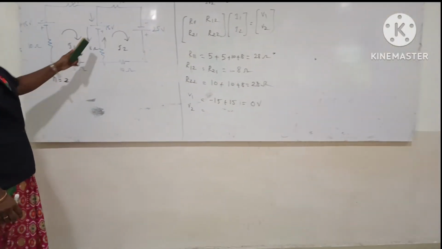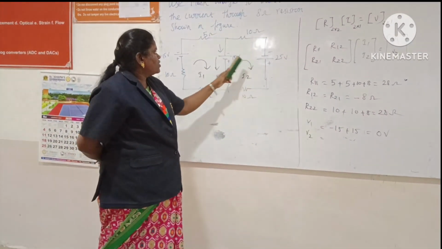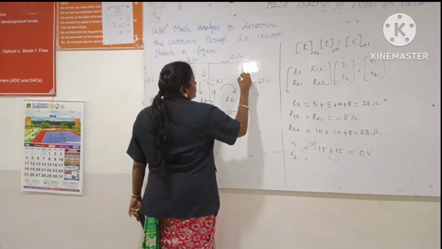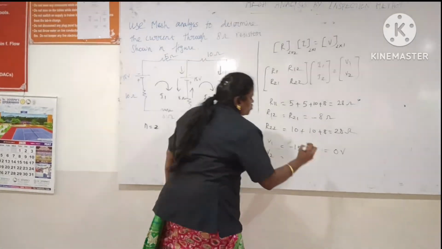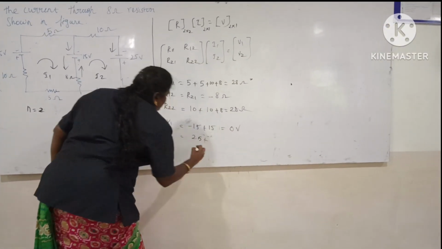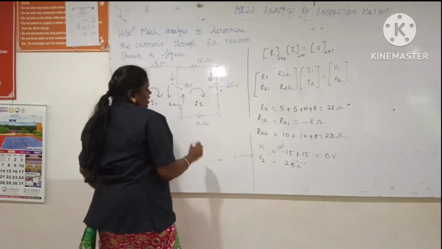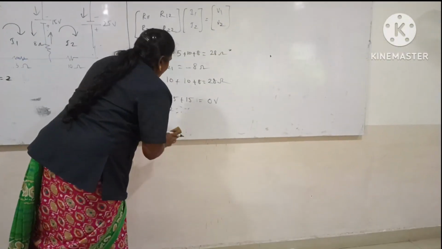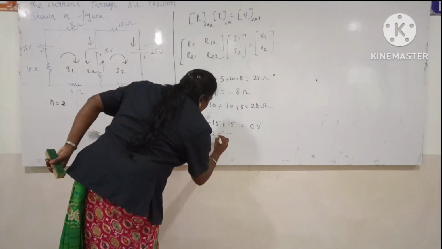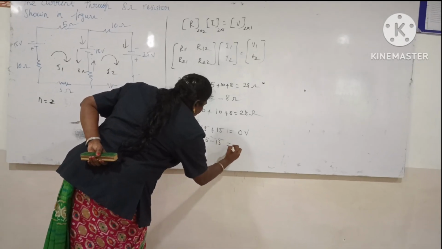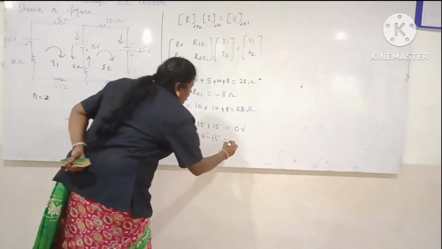Then V2. For V2 we have 2 voltage sources. The current flows from minus to plus for the 25 volt source, then minus 15 volt. So 25 minus 15 gives 10 volt.